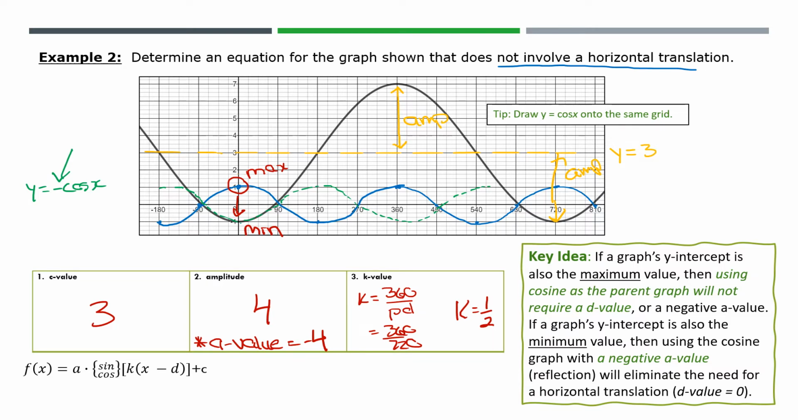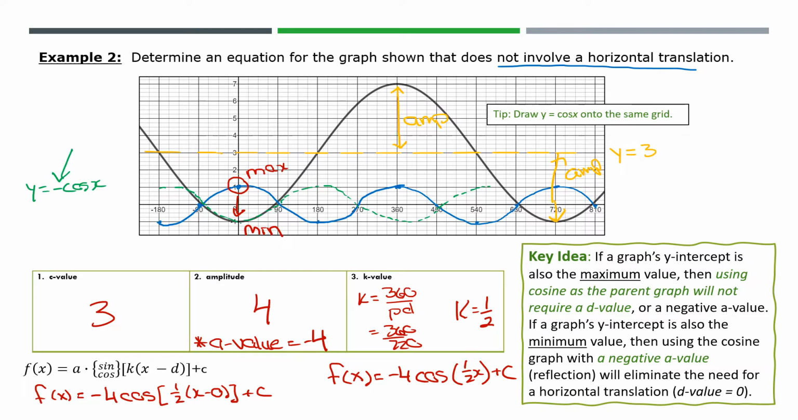So my equation of the graph is going to be f of x equals, my a value is negative 4, and I used cos. My k value is 1/2. X minus d is 0, plus c. I'm just going to write that a little better here, because I have a 0 for my d value, I don't need all those brackets. Negative 4 cos, you can put brackets around this part if you want to, 1/2 x plus c.